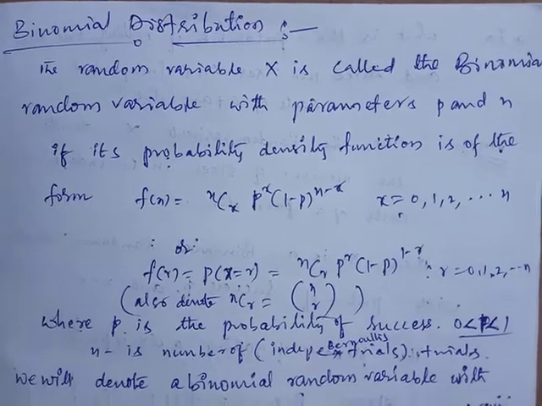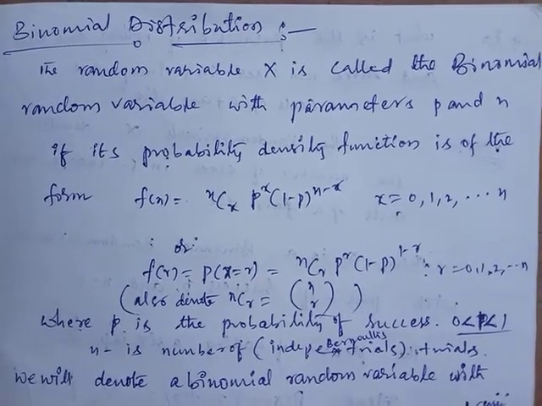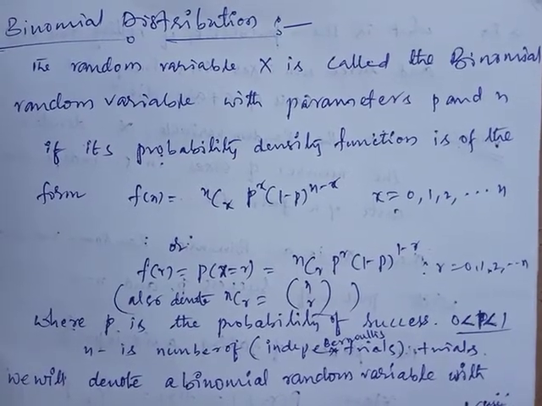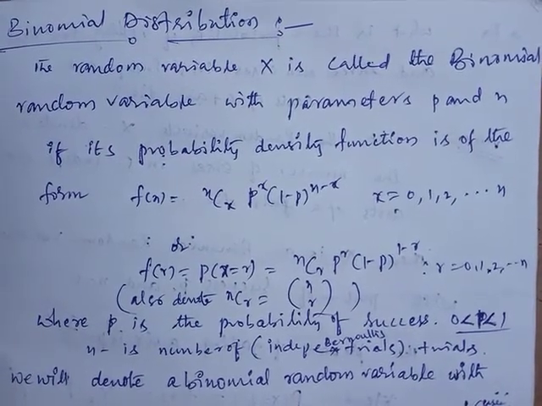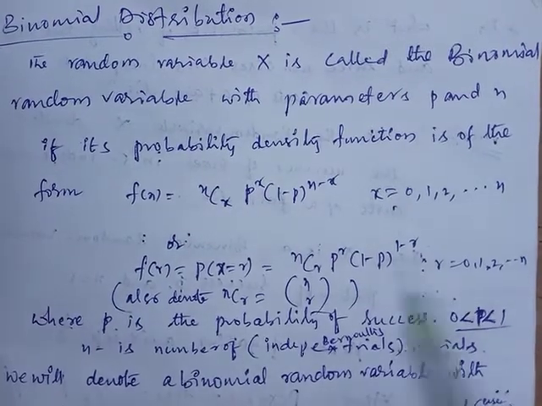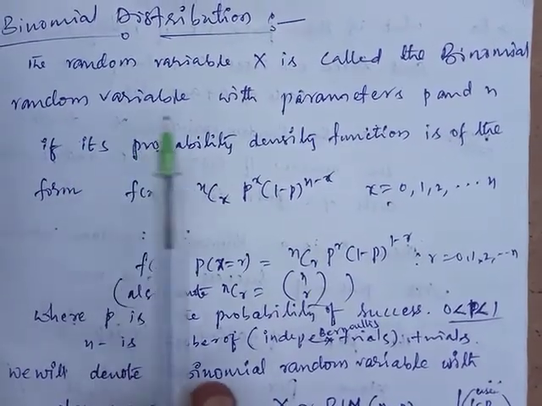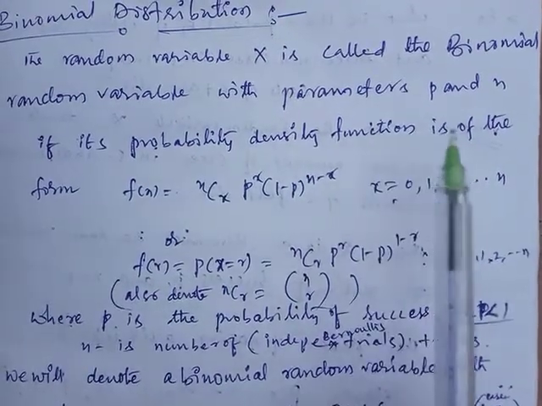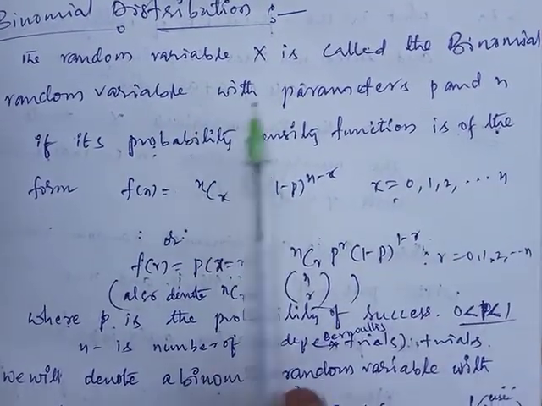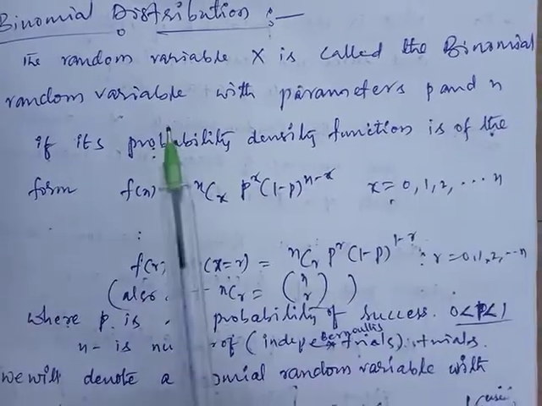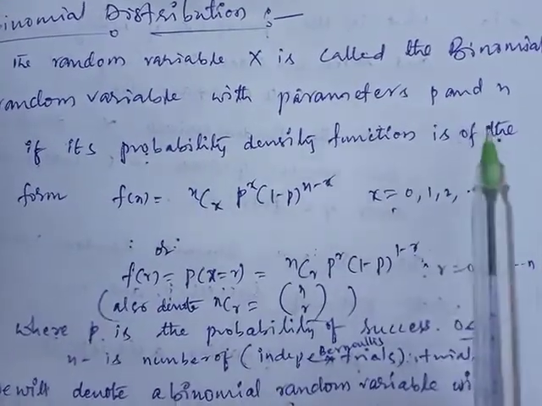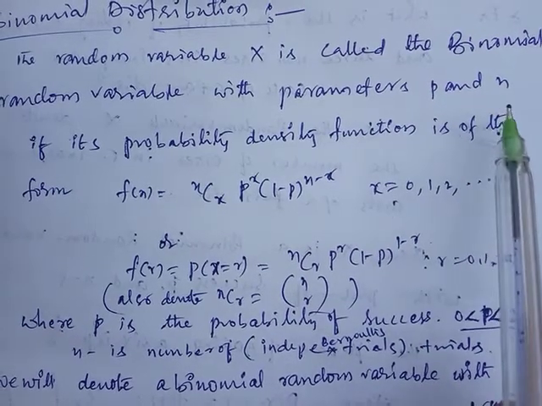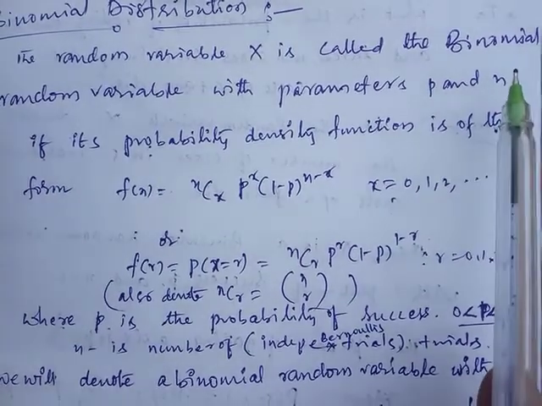Next lecture is binomial distribution. Here x is the discrete random variable. For this discrete random variable, we discuss the binomial distribution. The random variable x is called the binomial random variable with the parameters p and n, where p is called the success probability, n is called the number of independent Bernoulli trials.